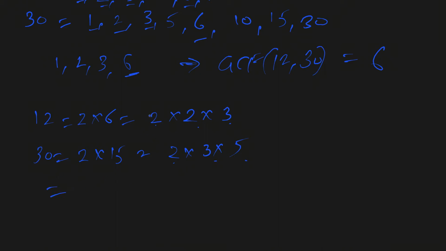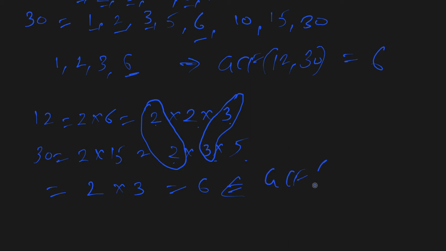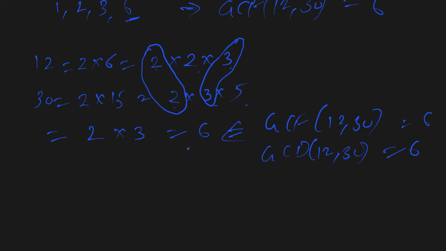Now we'll look at the common numbers. So this is common, and then this is common. So 2 times 3, we get 6. So this is the final answer for a GCF or a GCD. So GCF of 12 and 30, or GCD of 12 and 30, is 6. Cool. So that's how you find out GCF or a GCD for a number.